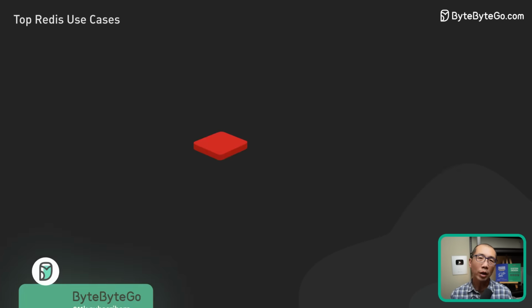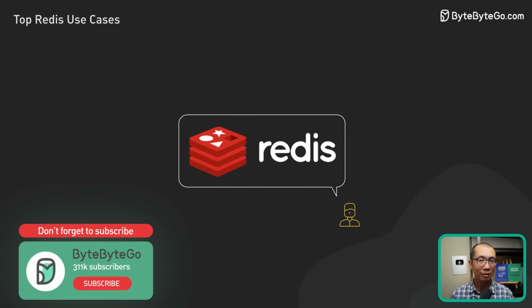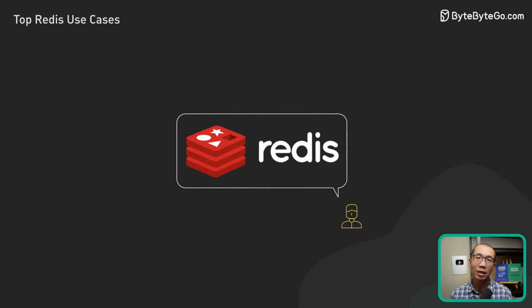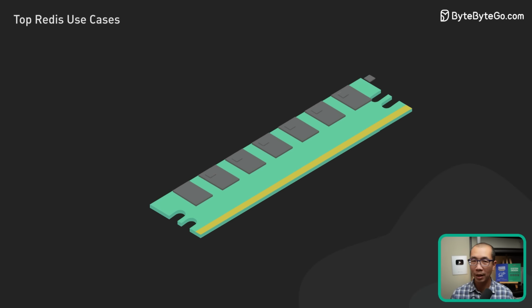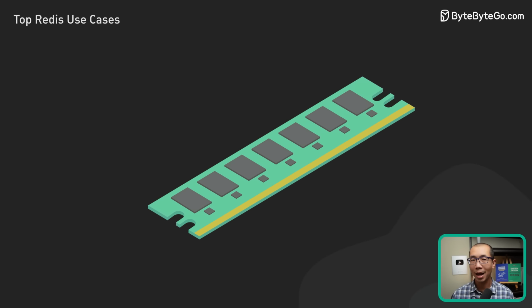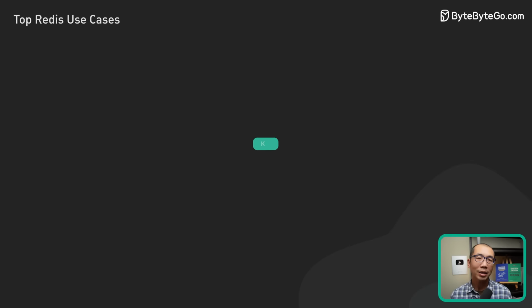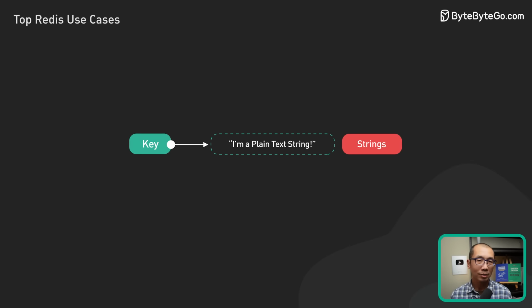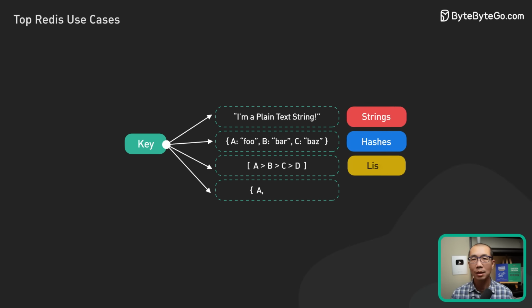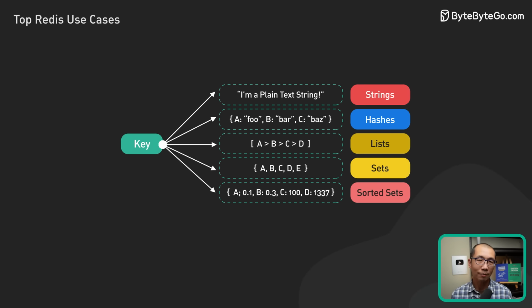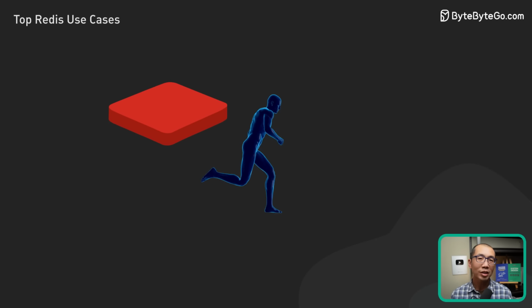First of all, what is Redis and why do people use it? Redis is an in-memory data structure store. It is most commonly used as a cache. It supports many data structures, such as strings, hashes, lists, sets, and sorted sets. Redis is known for its speed.